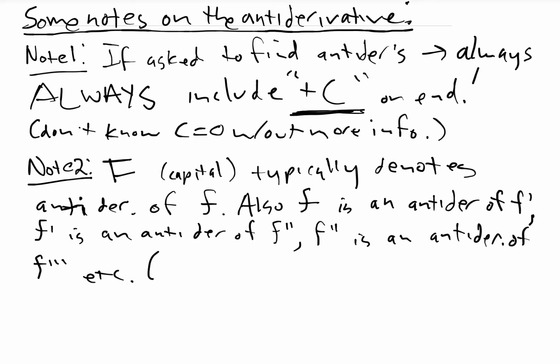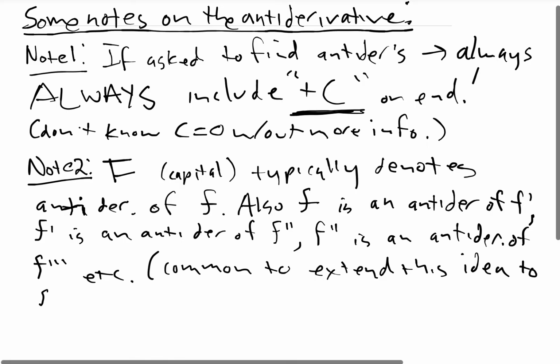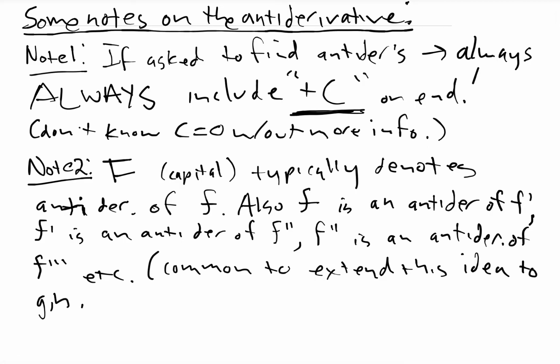And I will go ahead and make a comment. It is common to extend this idea to other letters. We don't always call our functions f. Sometimes we call them g, sometimes we call them h, etc. So we can extend this idea to things like g, h, etc. So if I was asked to find an antiderivative of little g, I might say big G. I might say that the antiderivative of little h is big H. Okay, so we use a similar notation there.